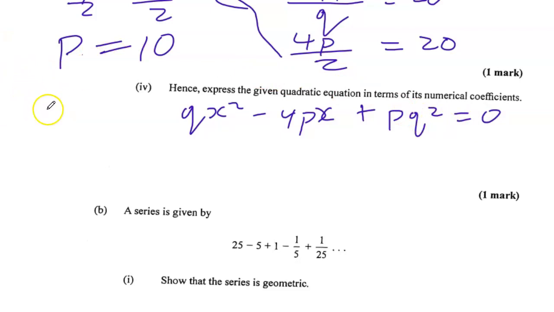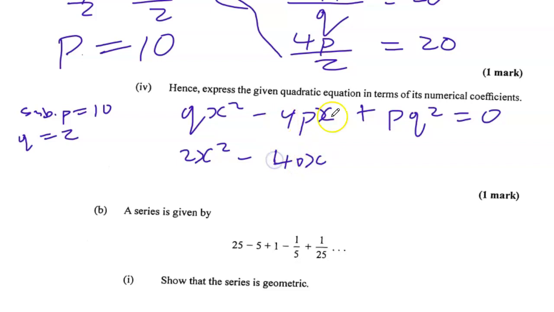So what now? Remember p was 10, so we substitute. The p is 10, and the value for q was 2, right? So we plug these into the quadratic, so that's 2x squared, q is 2. P is 10, so minus 4 times 10, that's minus 40x. Plus pq squared, that's 10 times q squared, q is 2. So 10 times 2 squared, 2 squared is 4. 10 times 4, 40. So pq squared equates to 40.